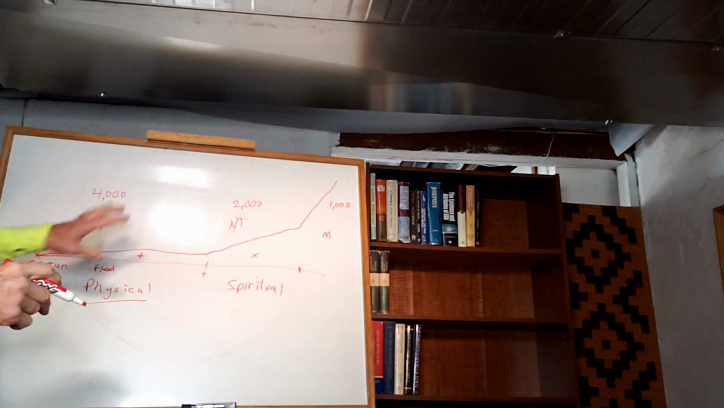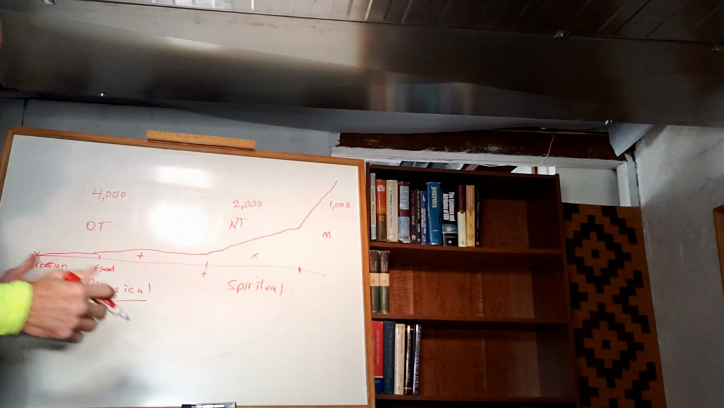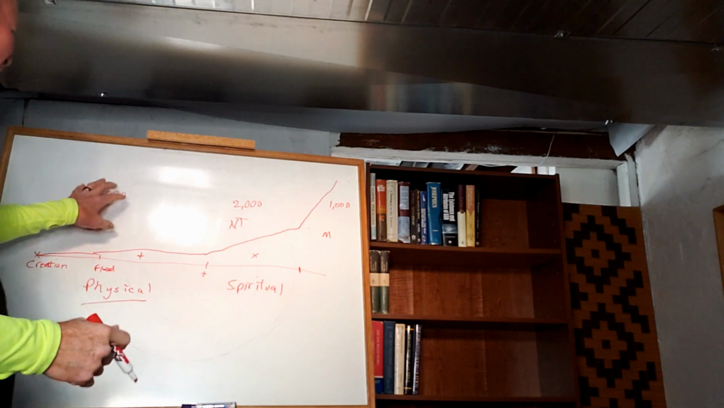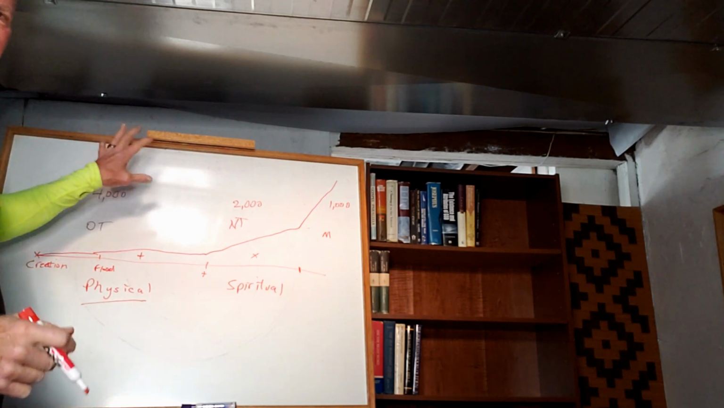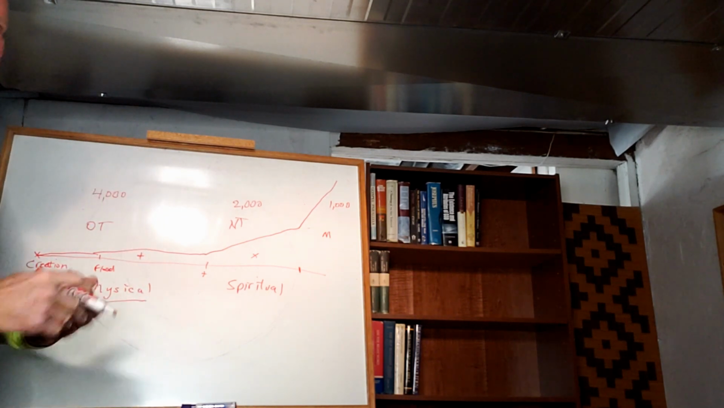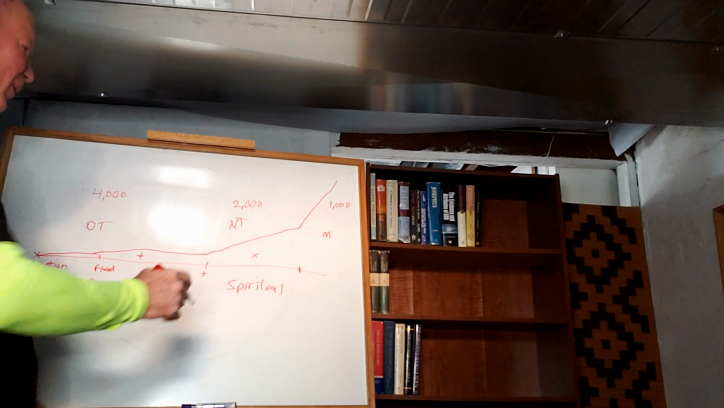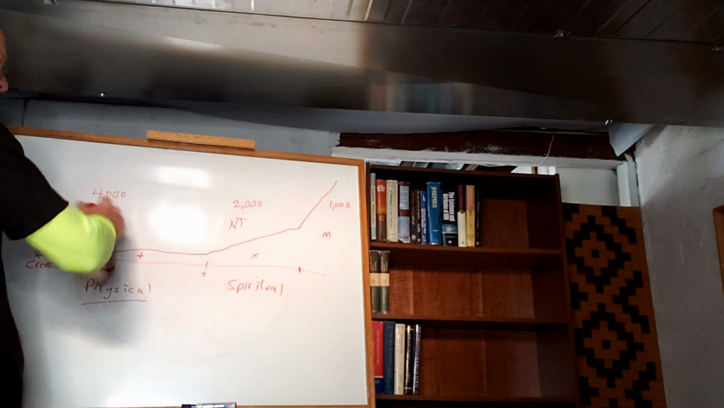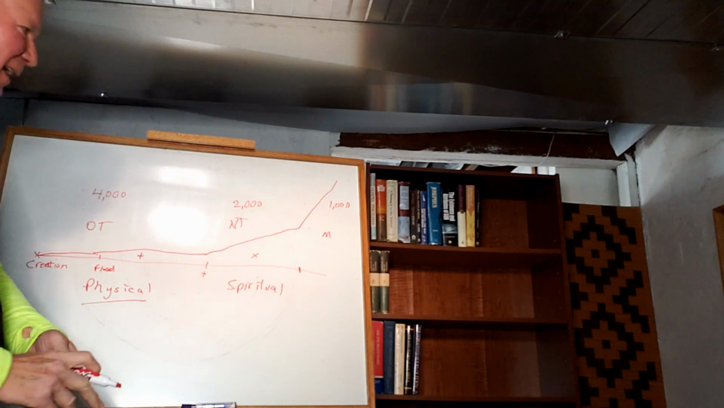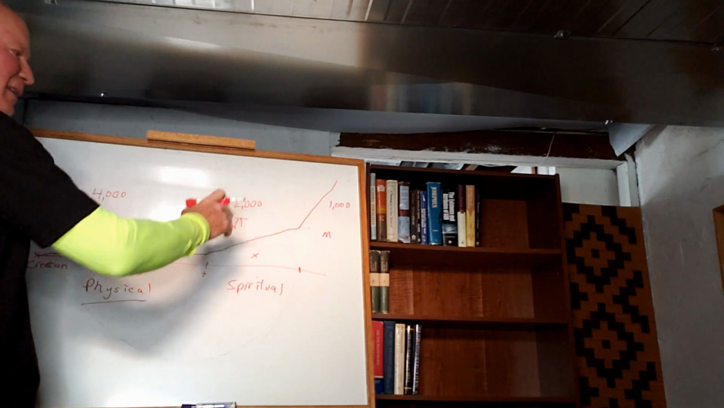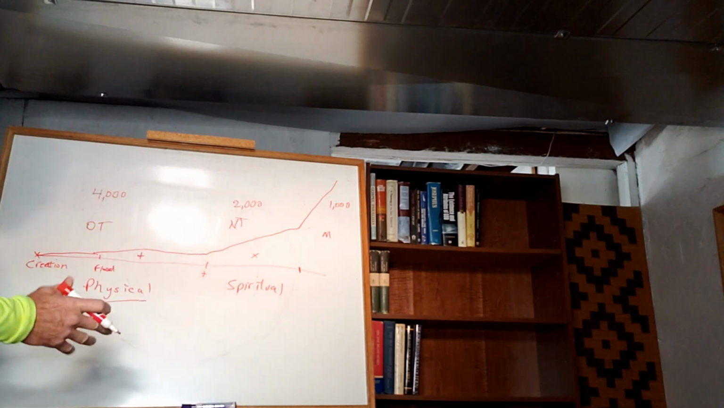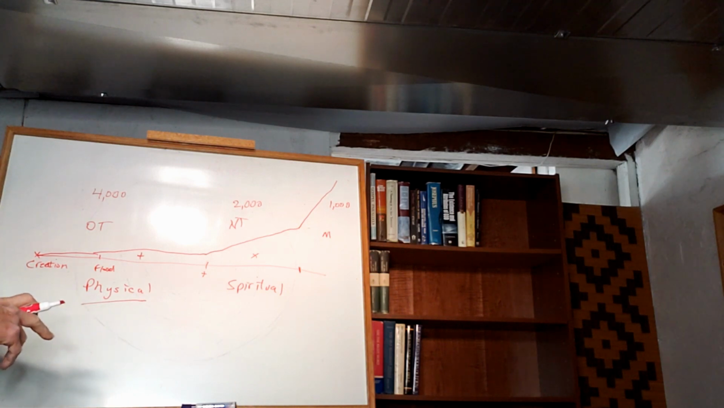If you want to do the math here, it's just 7 weeks of years, and 1,000 years is as a day to the Lord. When we combine these, we have 1 week of God's economy. This is God's reversal of sin plan, if we want to describe it that way.